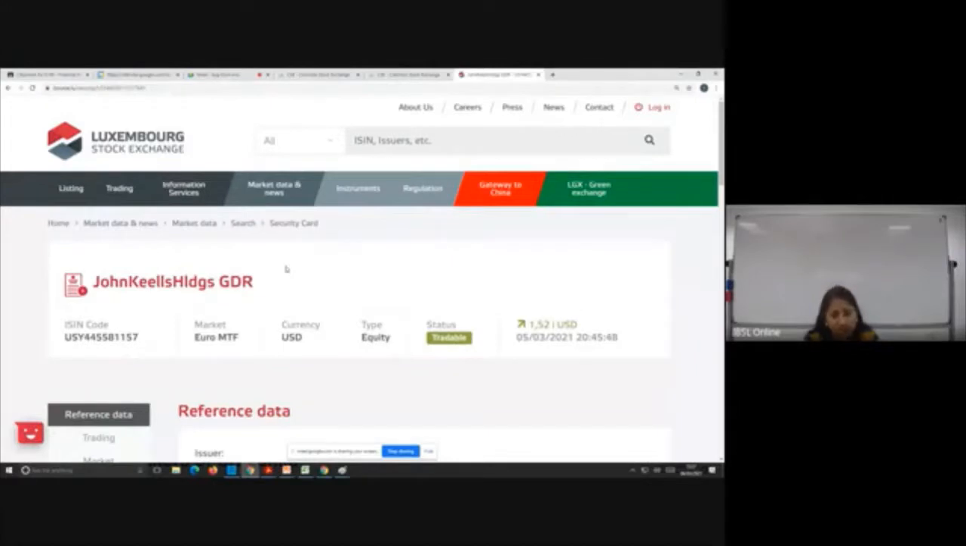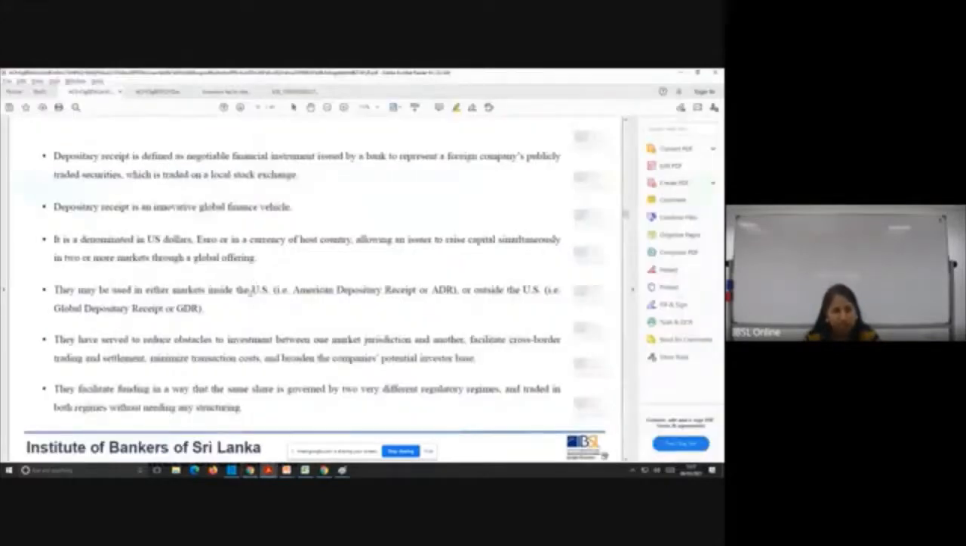Now, John Keels, where did they issue the depository receipt? Is it in the US? No. So, because they issued the depository receipt outside the US, this instrument is called the Global Depository Receipt, or GDR. Okay. If it is issued in the US, then it becomes an ADR. That classification is very, very important.